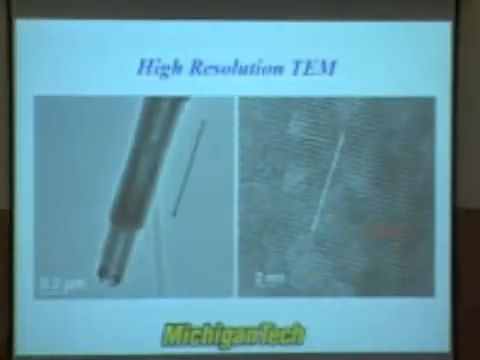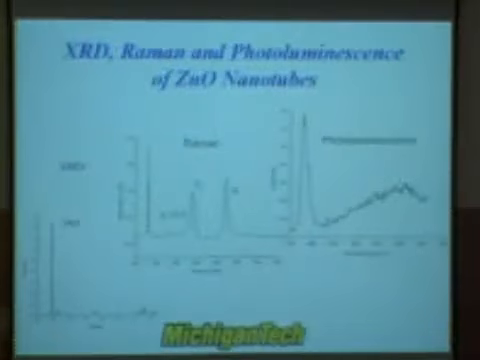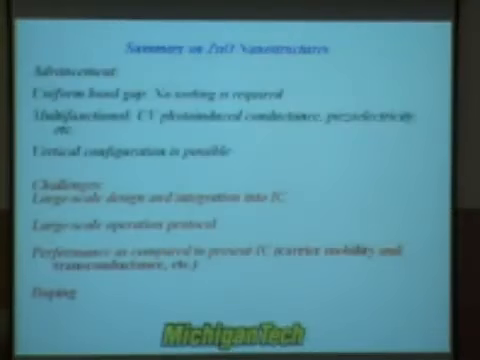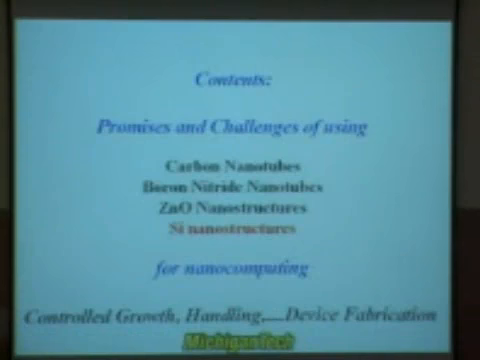And these are single crystalline structures, just some details of the properties. So let me quickly summarize zinc oxide. Uniform band gap, you don't have to sort them, right? Multifunctional. You can make a vertical transistor. And the challenge will be large-scale synthesis and operation, and the performance. Doping is still an issue, although p-type has just been reported last month. All right, moving to the last one, nanostructures. Any question about zinc oxide?